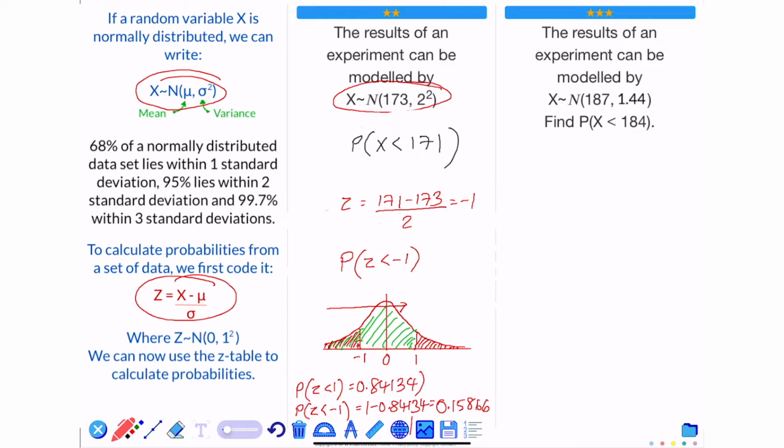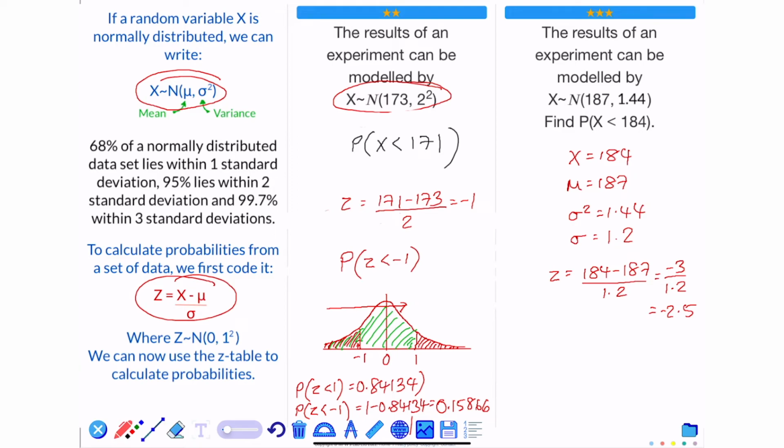The first thing I need to do with this question is identify the 3 values that I need to code up this question. The x will equal 184, the mean is 187, and the variance is 1.44, so therefore the standard deviation will be the square root of it, which is 1.2. Now coding the question, z will equal 184 minus 187, all divided by 1.2. This gives negative 3 divided by 1.2, which is minus 2.5.